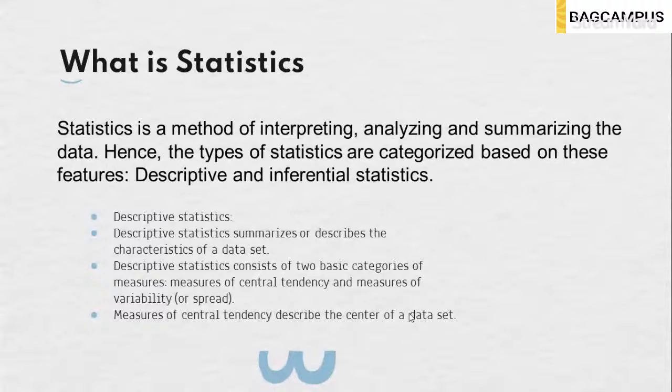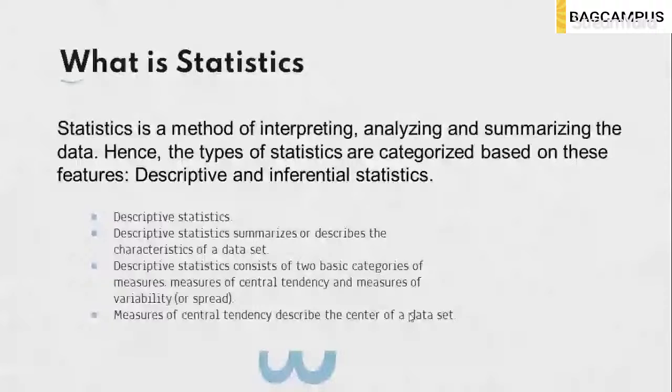So what is descriptive statistics? Descriptive statistics summarize or describe the characteristics of a data set. It consists of two basic categories: measures of central tendency and measures of variability or spread. Measures of central tendency describe the center of a data set, while measures of variability describe the spread of data. Right. So let's move on to what is inferential statistics.